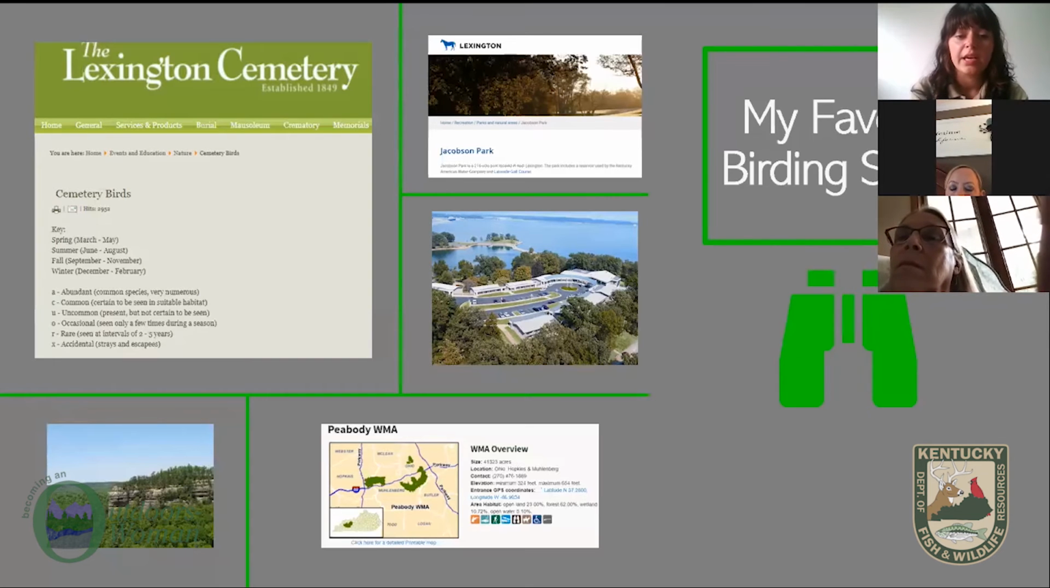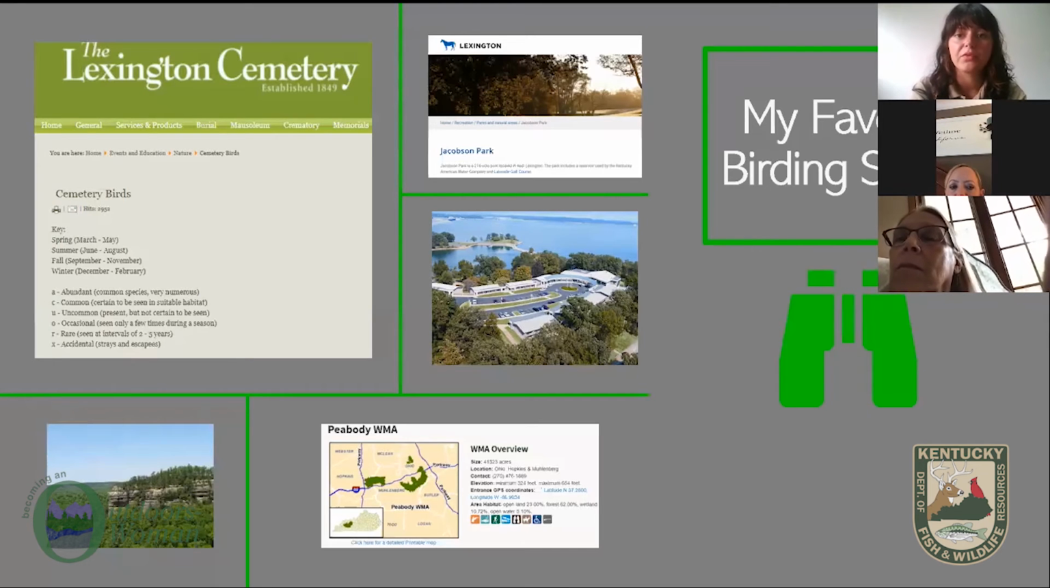And the last one is Peabody WMA. So Fish and Wildlife has lots and lots and lots of public land. And that land can be used for hunting. It can be used for fishing, but it can also be used for bird watching. So Peabody is a great place to go if you're interested in using our public lands as well.